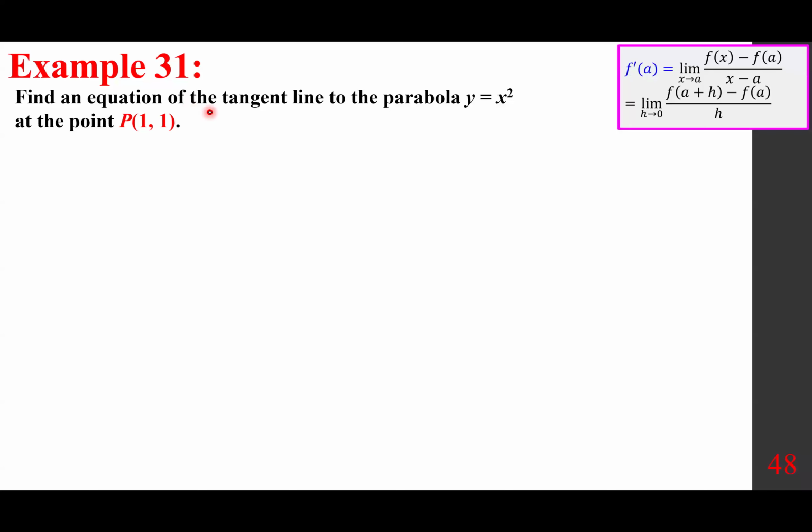Find an equation of a tangent line to the parabola y equals x squared at point P with coordinates 1, 1. Again, you can find f prime of x and then plug it in. But we've discussed these two formulas, and I'm going to first use one of them and then the second one for practice. You don't have to go both ways. So in this case, a is 1, the x coordinate, and of course, f of x is y equals x squared.